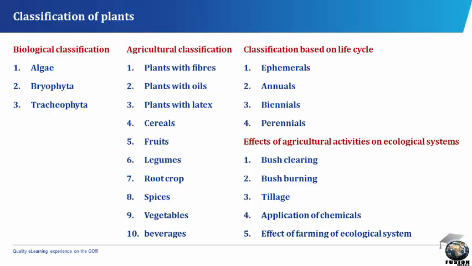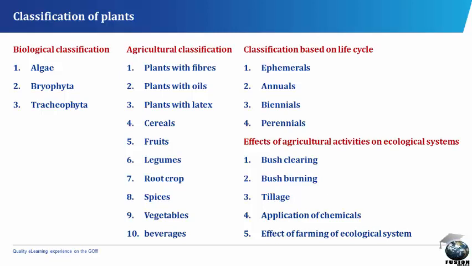Agricultural classification includes plants with fiber, plants with oil, plants with latex, cereals, fruits, legumes, root crops, spices, vegetables, and beverages. Plants with fiber range from jute to cotton, oil palm, date palm, and the cactus, while plants with oil include oil palm, castor oil, coconut, groundnut, linseeds, melon seeds, and cotton seeds.